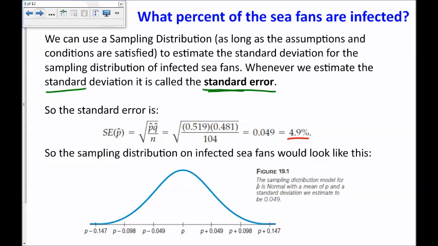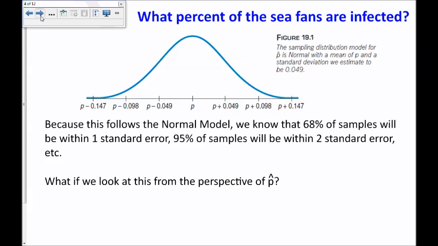Using the equation from a sampling distribution, we find that the standard error is 4.9%. That means that from whatever the true percent of sea fans that are infected, the standard deviation will be 4.9%. Now, because it follows the normal model, we know that 68% of samples will be within one standard error from the true percent of sea fans that are infected.